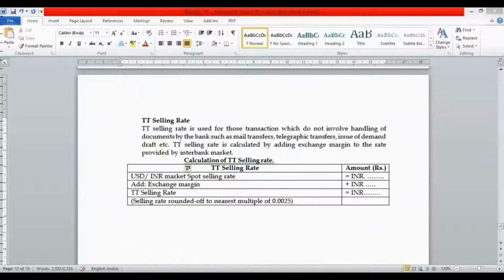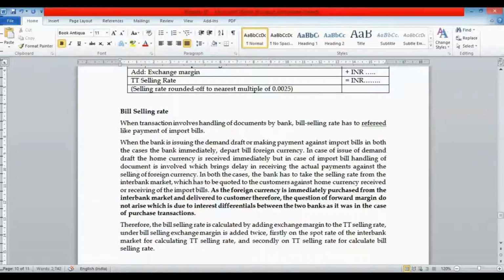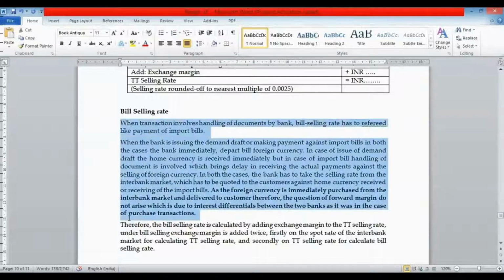This was the same concept that we have discussed earlier in the TT buying. Now something has to be taken with respect to bill selling. See what has been written. Very important. It is in my own language, not bookish language. Bill, as you are already aware, involves a document. Bill means a document. When a transaction involves handling of a document or bill by the bank, the bill selling rate has to be referred to.